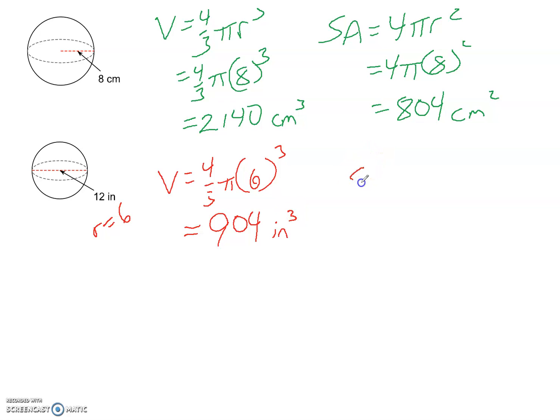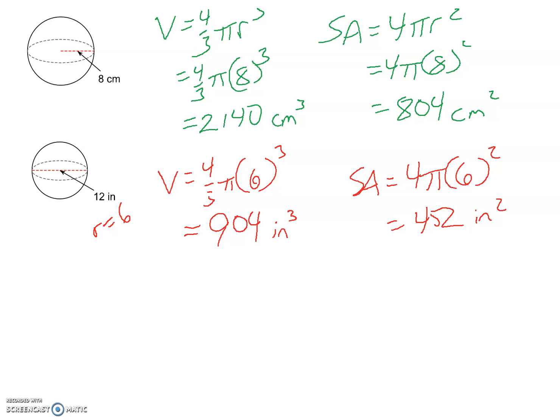All right, now for surface area, let's see, that's going to be 4 pi 6 squared. So we've got the 4, we've got the 3.14 for the pi, and then we'll times that by 6 squared, which of course is 36. That will give us about 452 inches squared. So there's our basic surface area and volume for those two spheres.